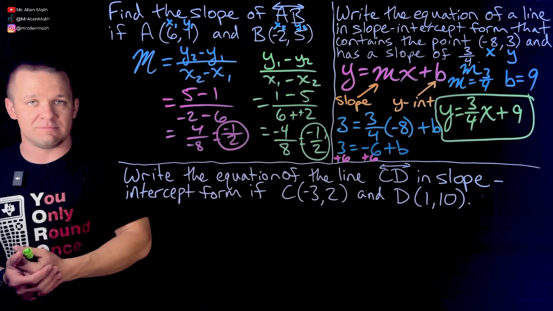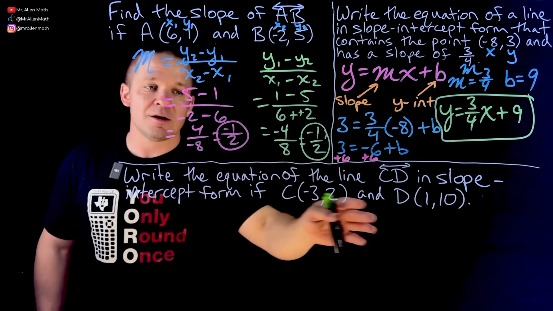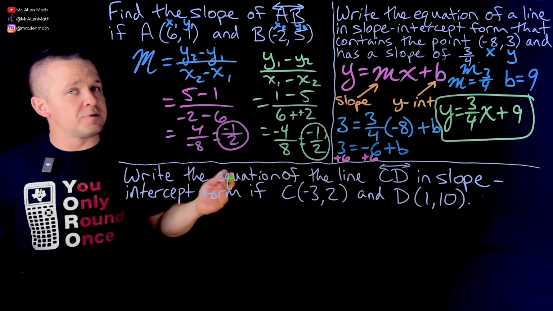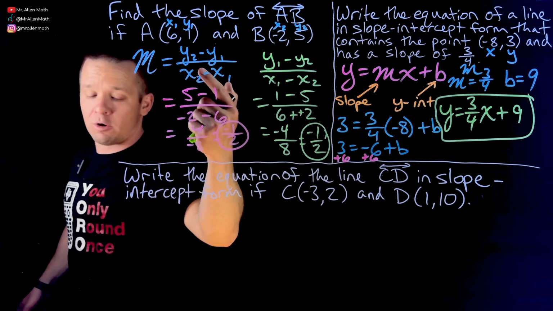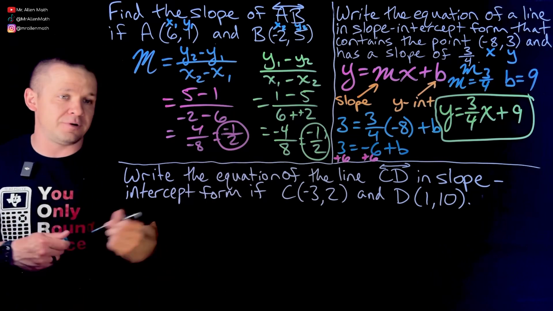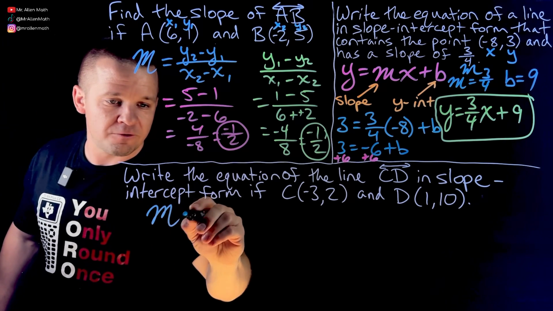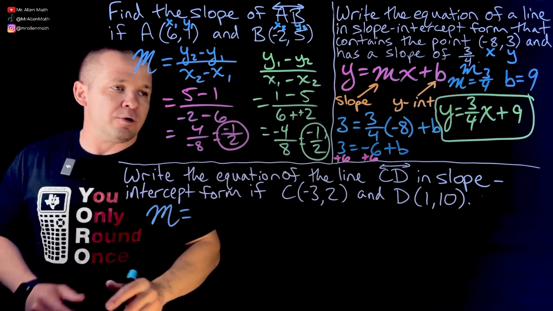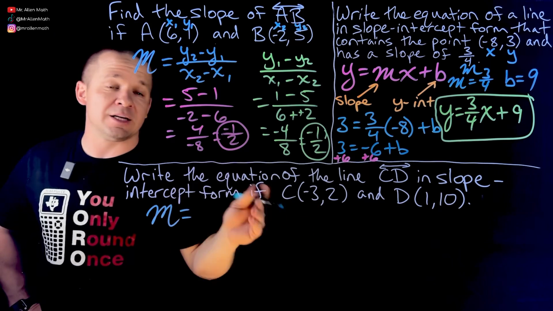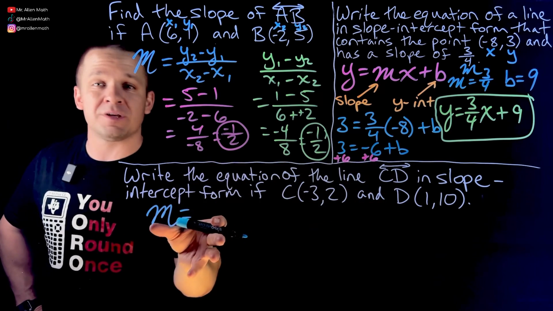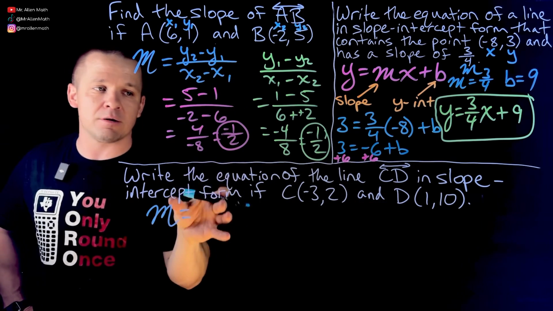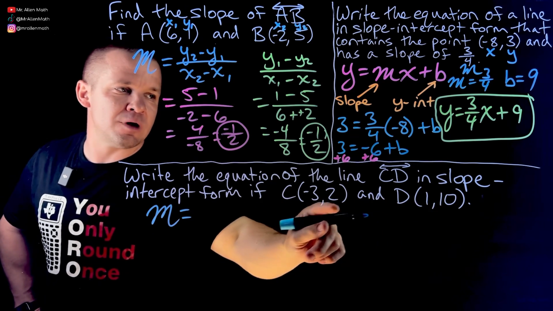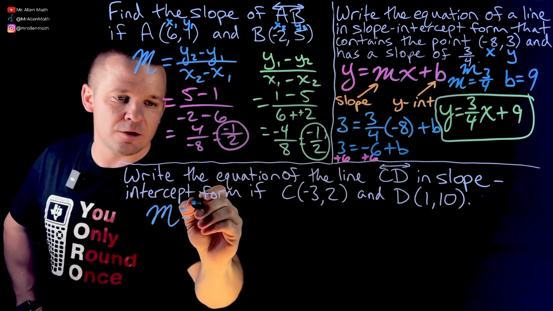We got C and D, right, on the line CD. So I got to write this in slope-intercept form. Well, the first thing I got to do here is I'm going to find my slope. So let's use that slope formula to figure that out. So I got M, fancy M that is, equals, we're going to do change in y over change in x. And again, it doesn't matter which ordered pair you start with as long as you're consistent in the numerator and denominator, okay? So we'll do 10 minus 2. I'm doing that just because I figured it will stay positive then in the numerator. We'll start out with that.